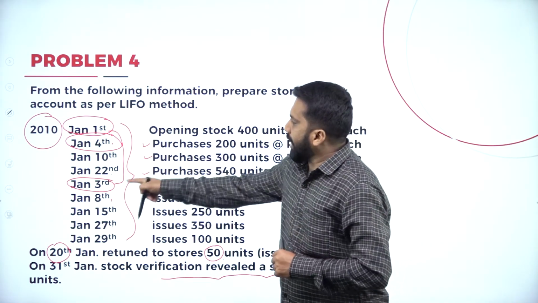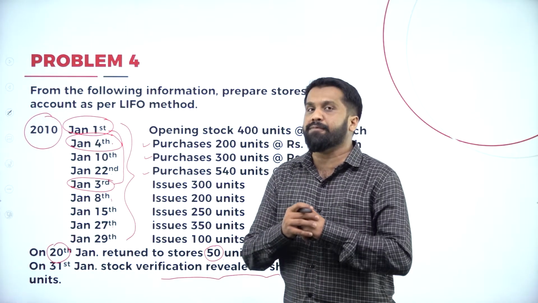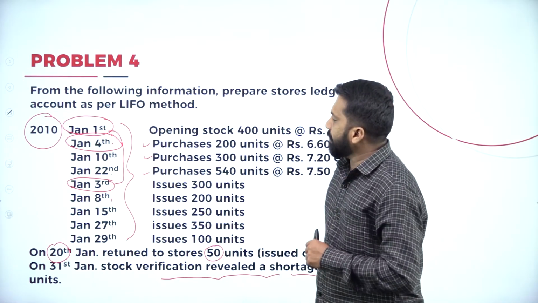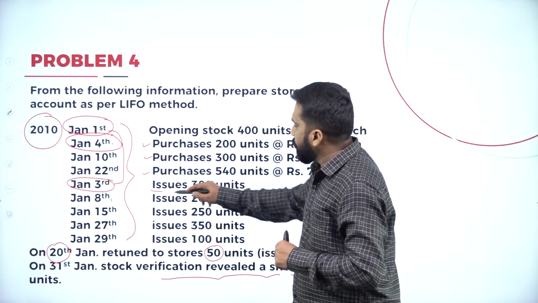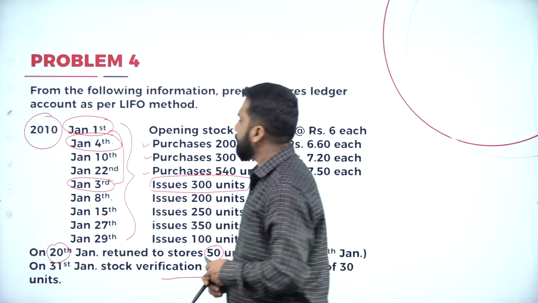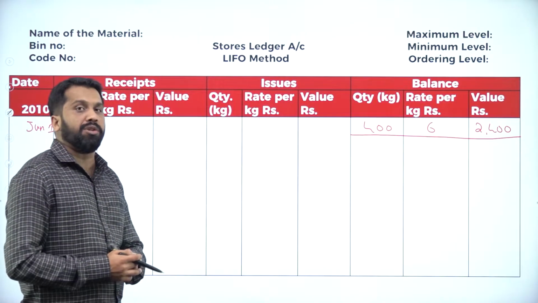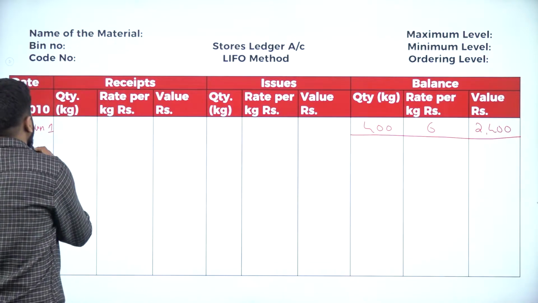Now, January 3rd, we have to go. Later, we can come back for January 4th. Now, January 3rd, there is an issue of 300 units. I'll go back. Out of 400, we can issue 300. January 3rd.